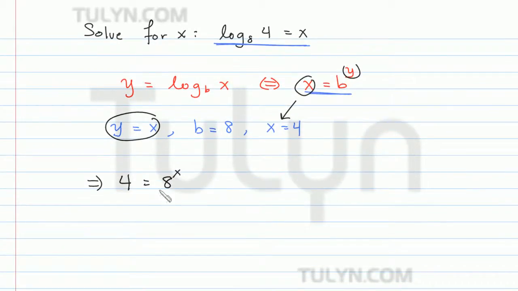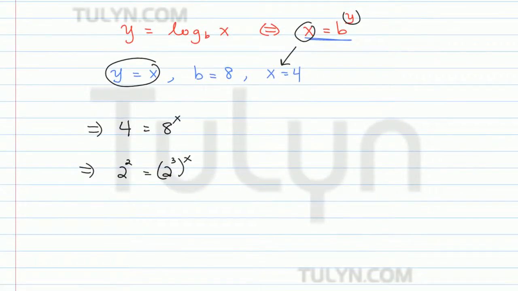So now the way we simplify this is to write these in terms of exponents. So we know 4 is the same thing as 2 squared, and 8 is the same thing as 2 cubed. Right, so I just did that little replacement there. I haven't really changed anything. So rewriting this, we get that 2 squared is equal to 2 to the 3 times x.